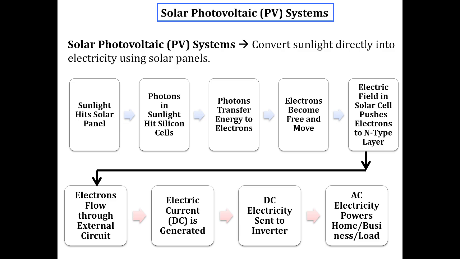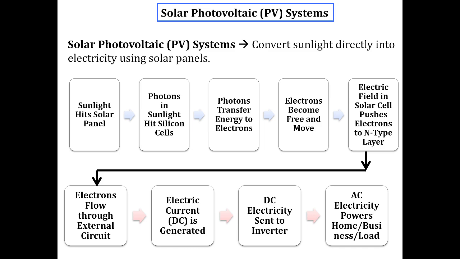The DC electricity can then be supplied to an inverter. The inverter converts DC into AC electricity, which can be used by homes, businesses, or other electrical loads. So, the basic conversion is sunlight to electrical energy in DC form to inverter to AC electricity.